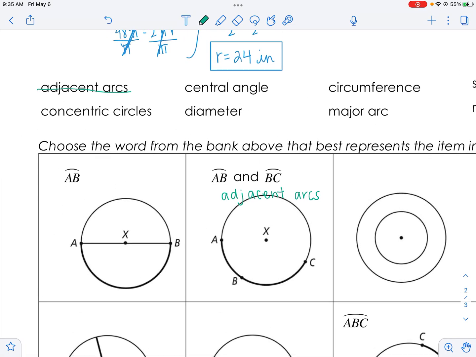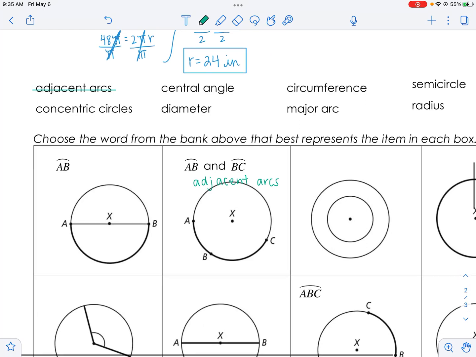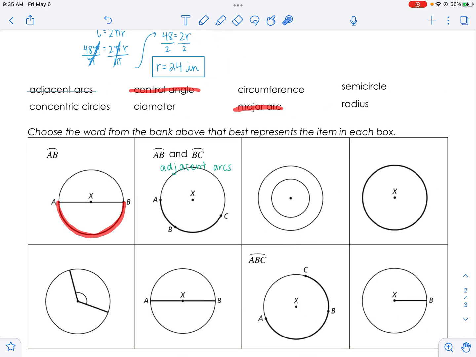Now, it doesn't really matter what order we go in, because if we look back at this first one, if I'm talking about arc AB, well, that's not an angle. It's not a major arc because it doesn't take up more than half. But if I take a look, what is arc AB? If that's half of a circle, well, there's your semicircle right there.